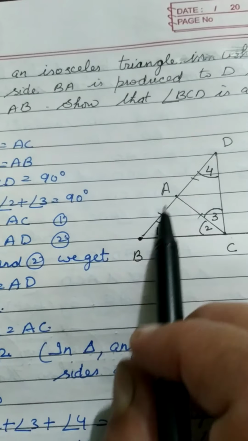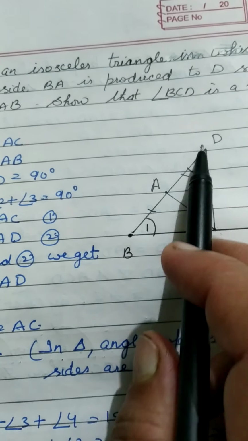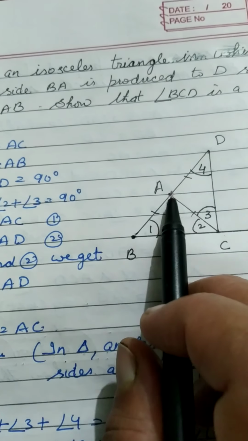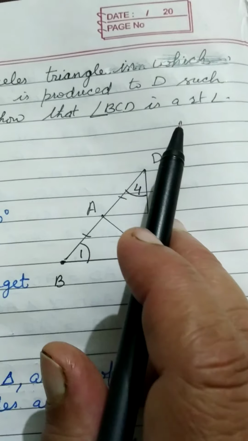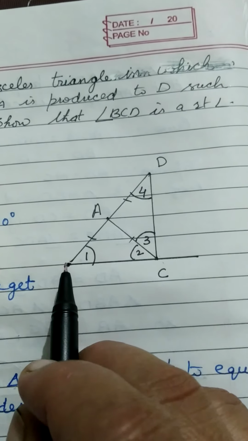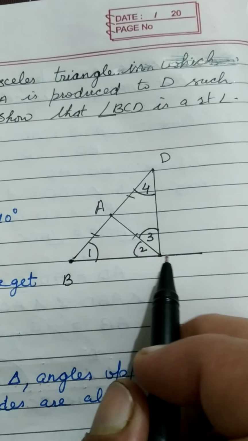Or AD is equal to AB, because AB was equal to AC. Then AD is equal to AB, and we can say AD is equal to AC. Show that angle BCD is a right angle. Now we are to show that angle BCD, this angle, is a right angle.